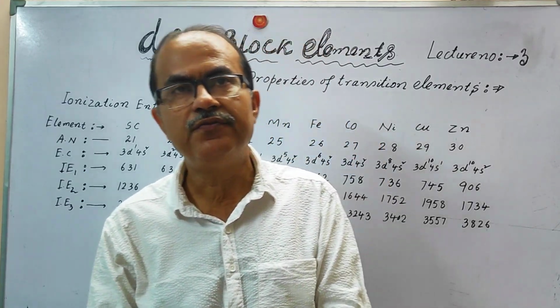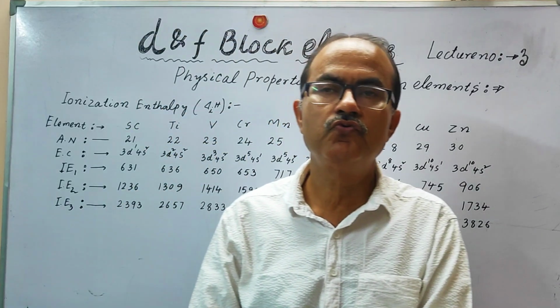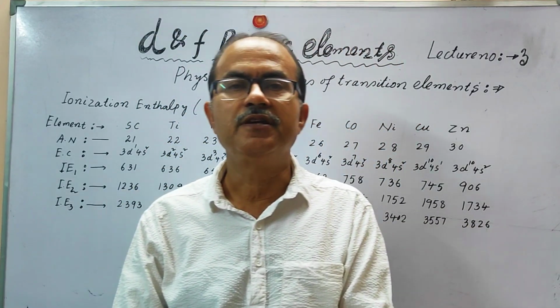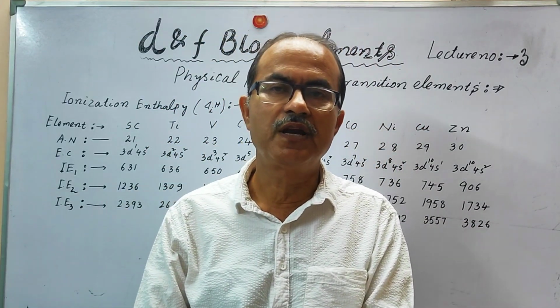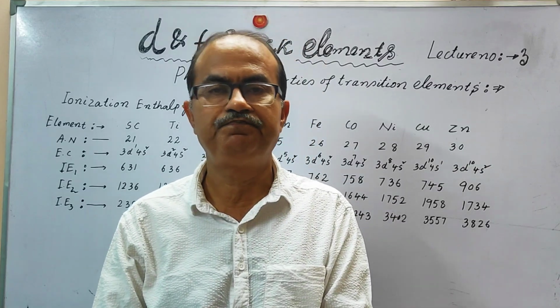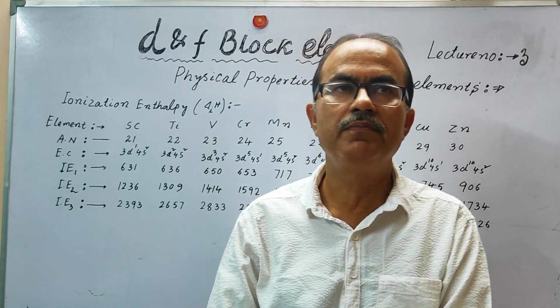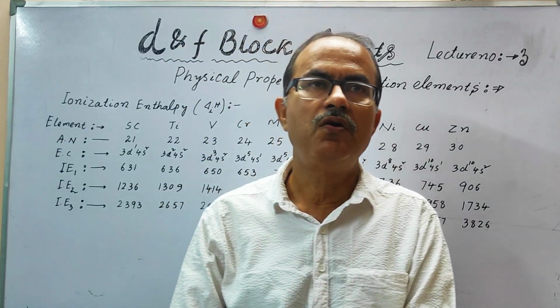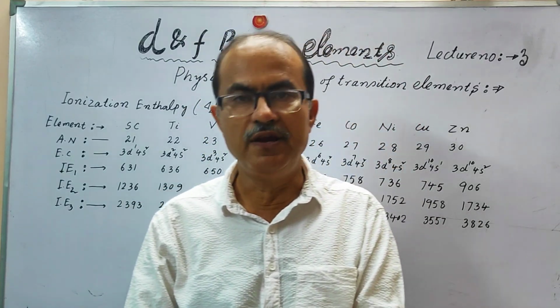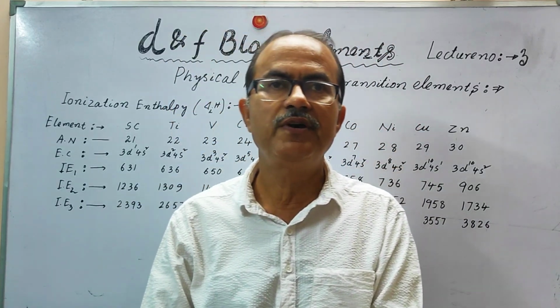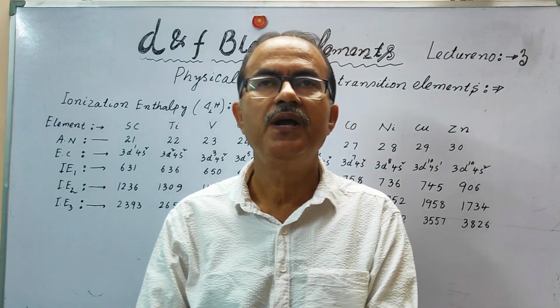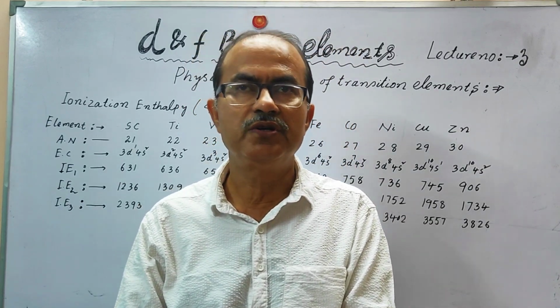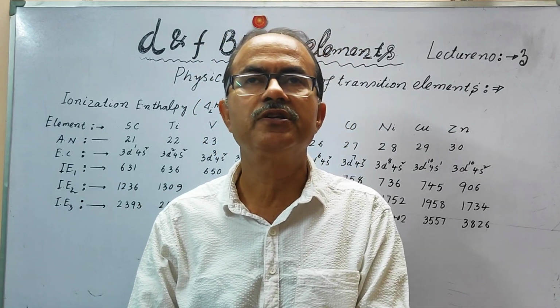Let us have some recap of the previous two lectures. In lecture number 1, we discussed the classification of the d block elements, and we understood that there are four series of d block elements: 3d, 4d, 5d and 6d. And we discussed the general configuration of transition elements.